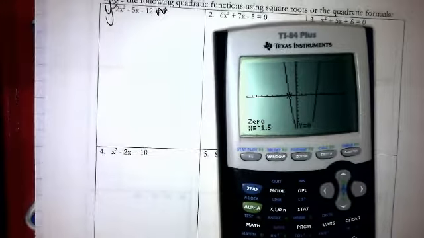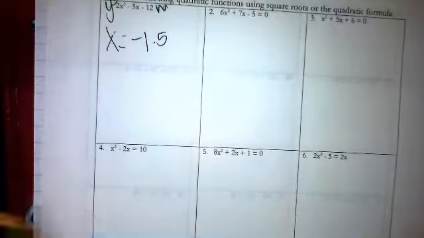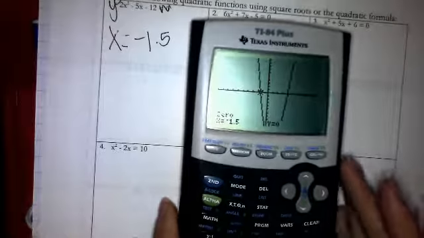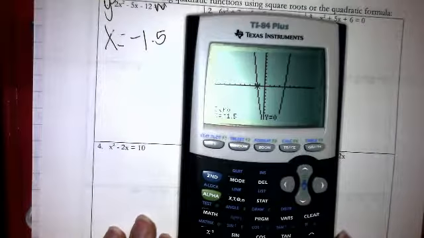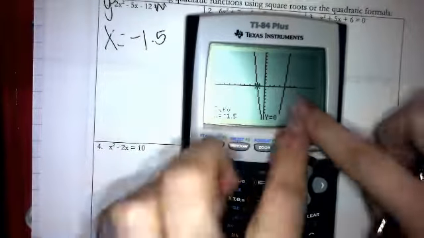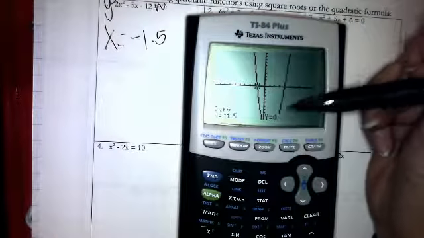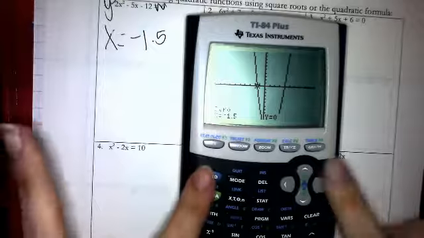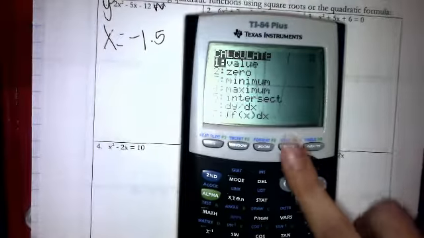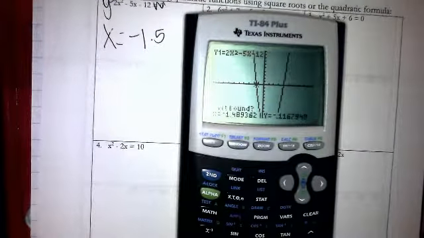So one of my solutions is x equals negative 1.5. That's one of my solutions. I have another solution though, over here. So I'm going to continue following my parabola. I'm going to do second, trace 2 again.